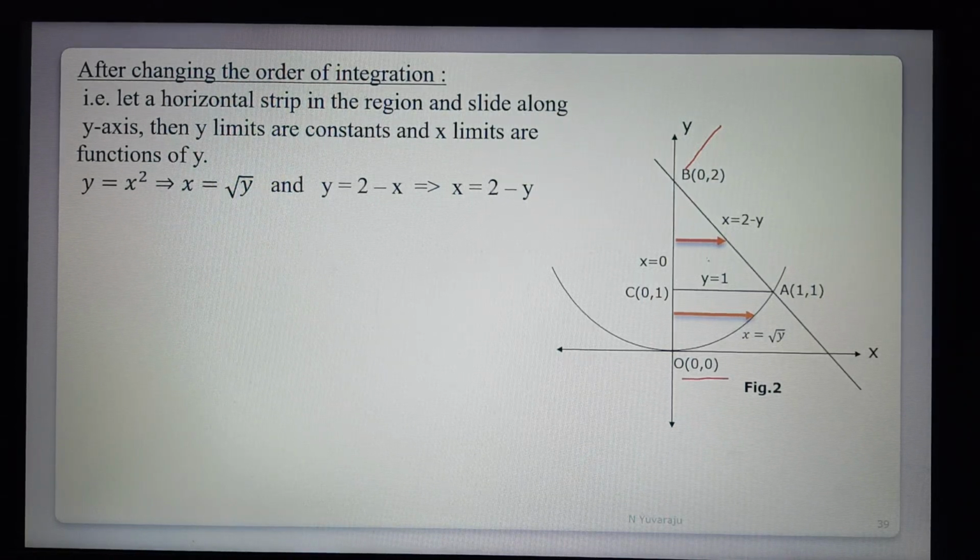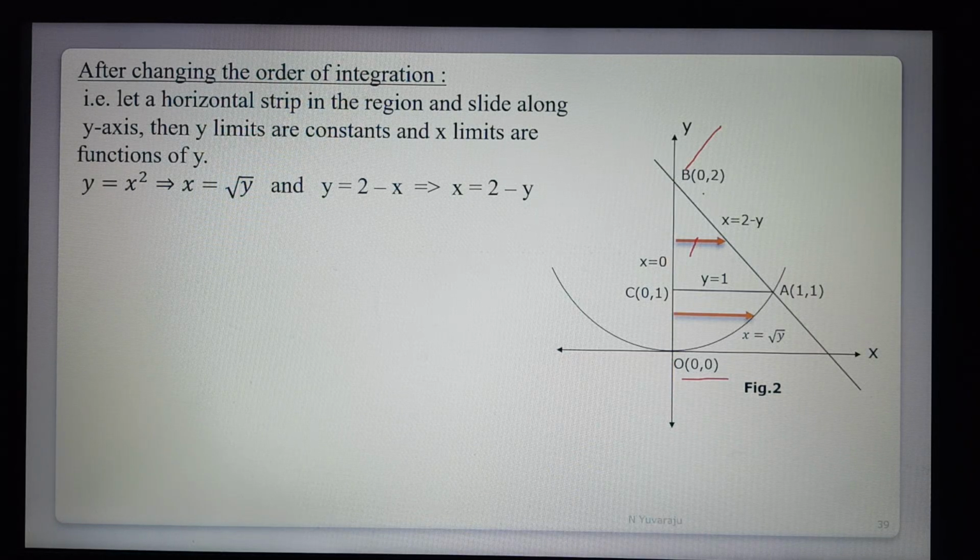So next, second region assumption: y is equal to 1 to y is equal to 2, that is ABC. This is the second region. So in this region, now choosing another horizontal strip, the second horizontal strip. This second horizontal strip slides along the y-axis from y is equal to 1 to y is equal to 2. That is, after changing the order of integration, the given region of integration is divided into two subregions. Now in two subregions you have to find the limits and find the integration.